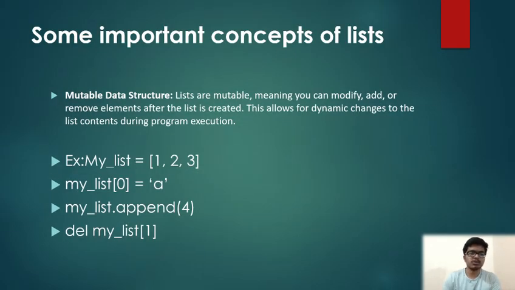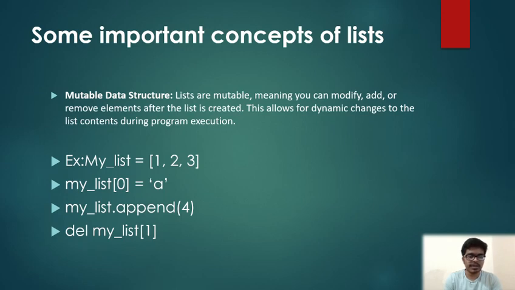Now let's know some of the important concepts of lists. Mutable data structure. Lists are mutable, meaning you can modify, add, or remove elements after the list is created. This allows for dynamic changes to the list content during program execution.